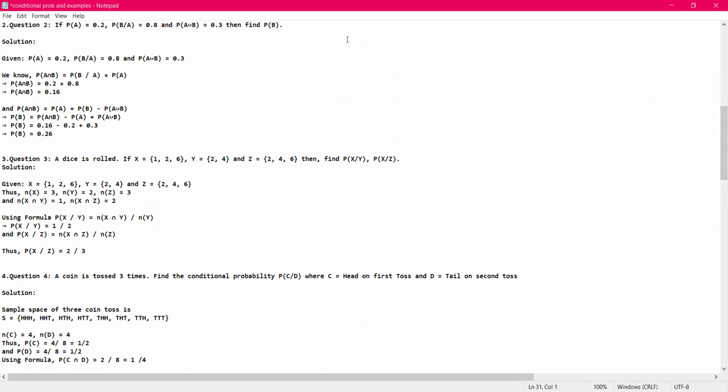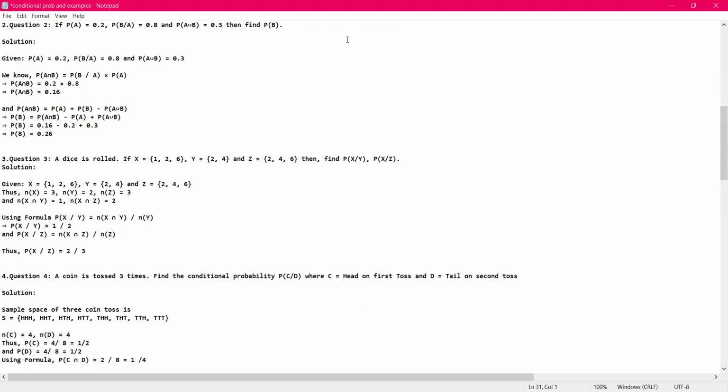Now see the second question. If P of A equal to 0.2, P of B given A equal to 0.8, and P of A intersection B equal to 0.3, then find P of B. It means they are asking for the probability of P of A union B. Now we'll see how to find that.